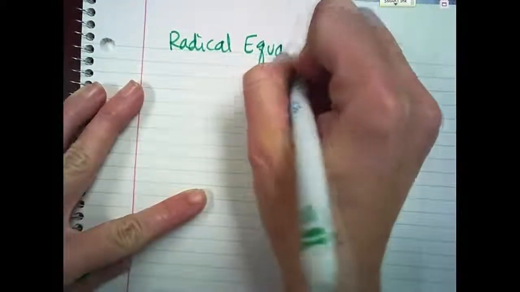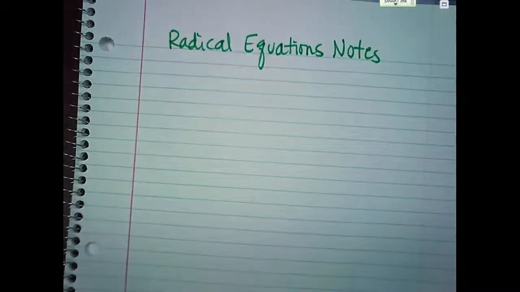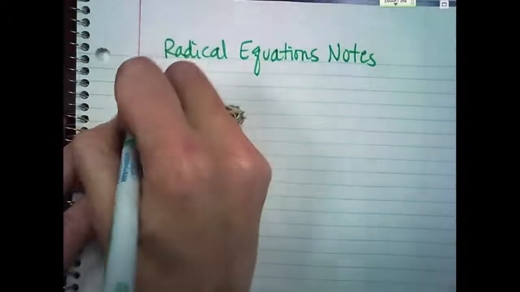Alright, so today's notes are over radical equations. A radical equation is just an equation with a radical in it. Equations are still equations. We're still solving for x. The only difference is that it's going to have a radical. So let's start with number 1.